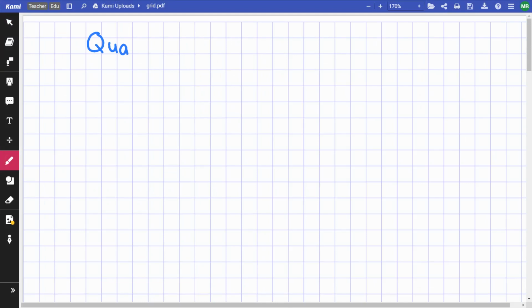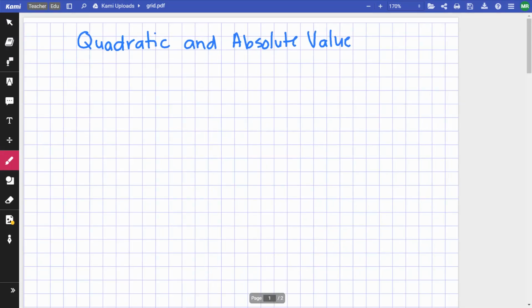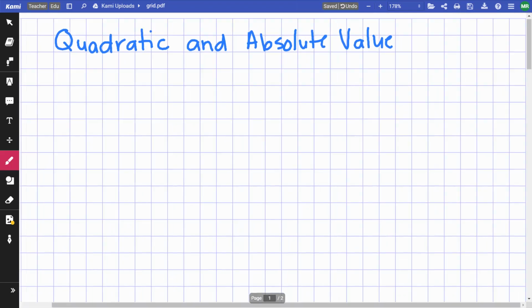Quadratic and absolute value inequalities. Okay, quadratic and absolute value inequalities. And I'm going to put one variable.